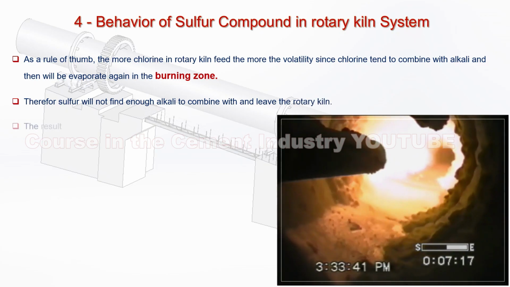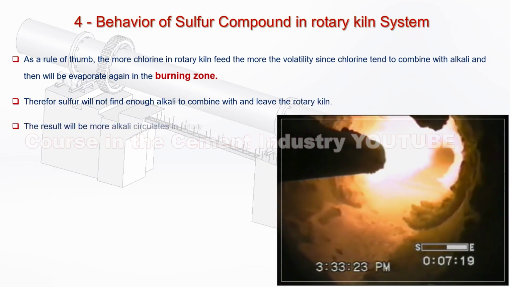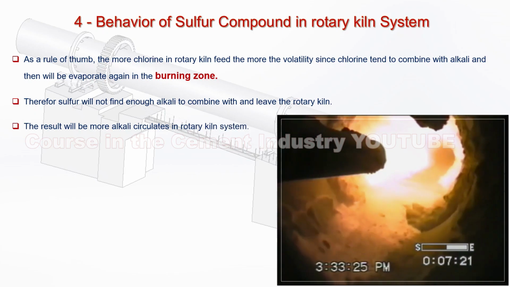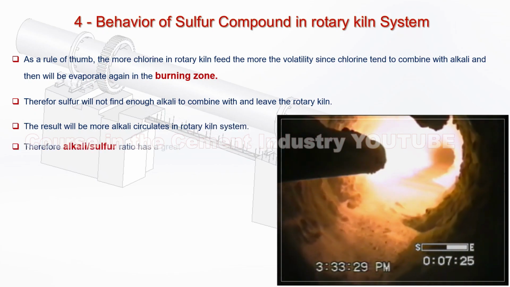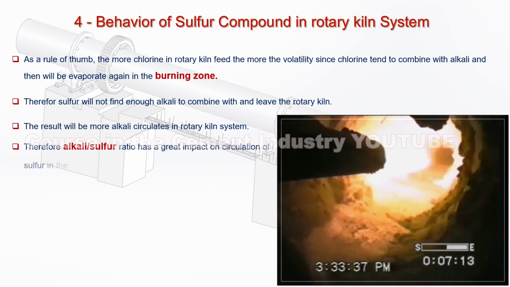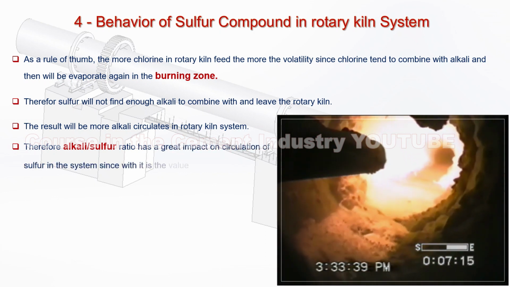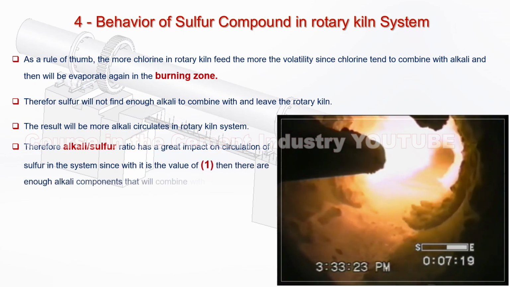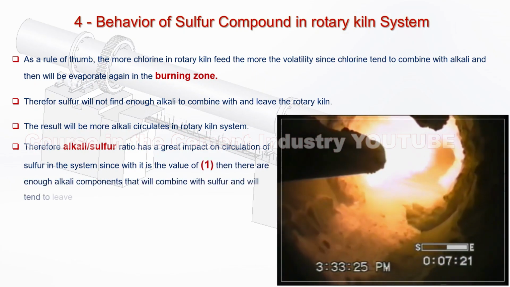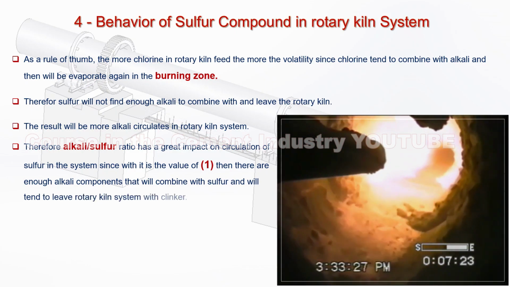8. The result will be more alkali circulating in rotary kiln system. 9. Therefore alkali and sulfur ratio has a great impact on circulation of sulfur in the system, since if it is the value of 1, then there are enough alkali components that will combine with sulfur, and will tend to leave rotary kiln system with clinker.